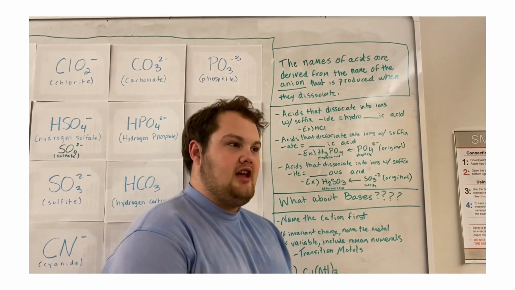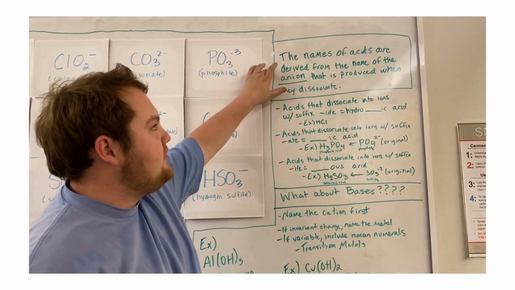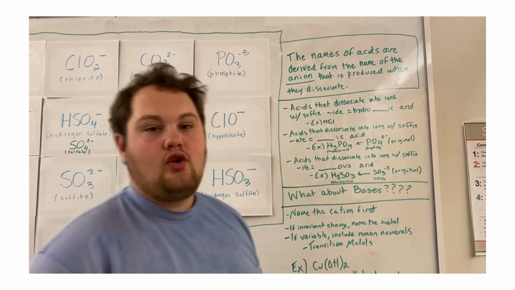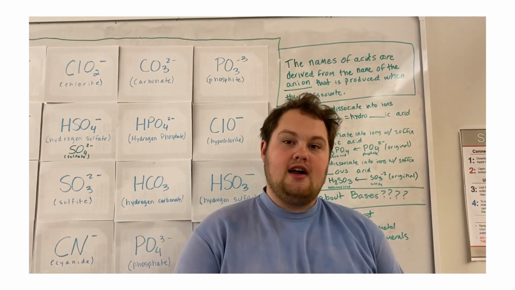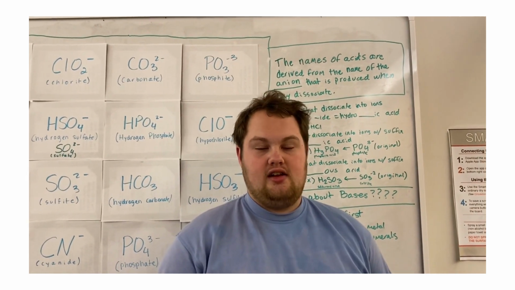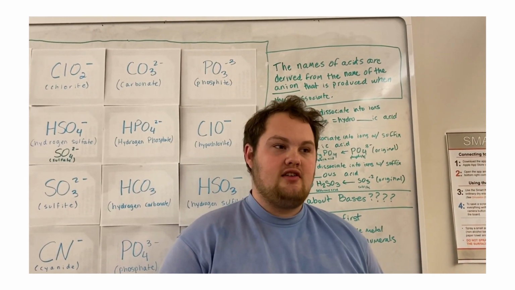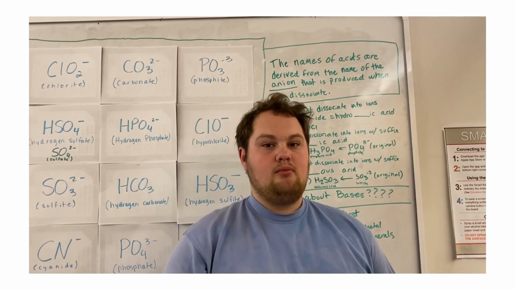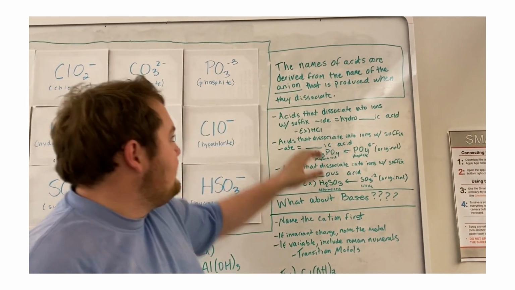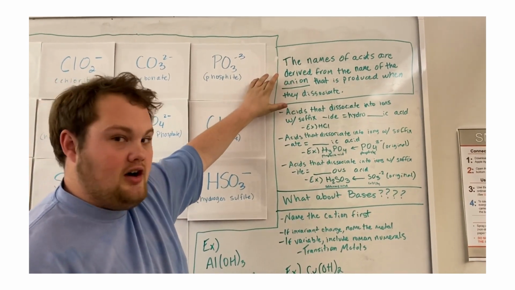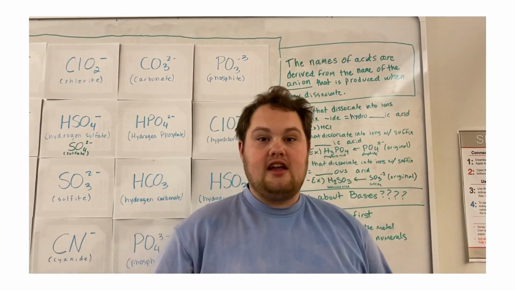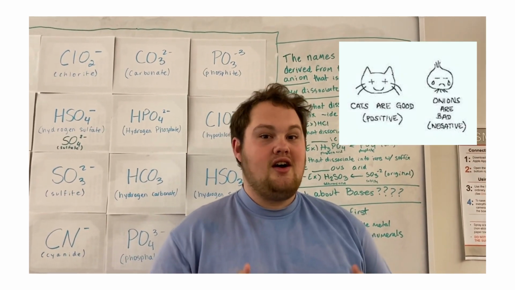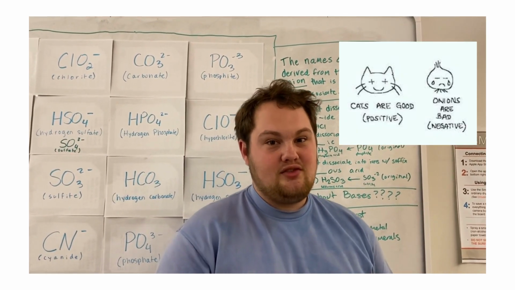So in terms of naming acids, we can see that the names of acids are derived from the name of the anion that is produced when they dissociate. So remember that acids either can completely ionize or partially ionize, and that's kind of what makes them a strong acid or a weak acid. Both of them are electrolytes. And if you remember, the term anion means negative. And I kind of think like anion, onion. Onions don't smell very good. It's kind of a negative smell.